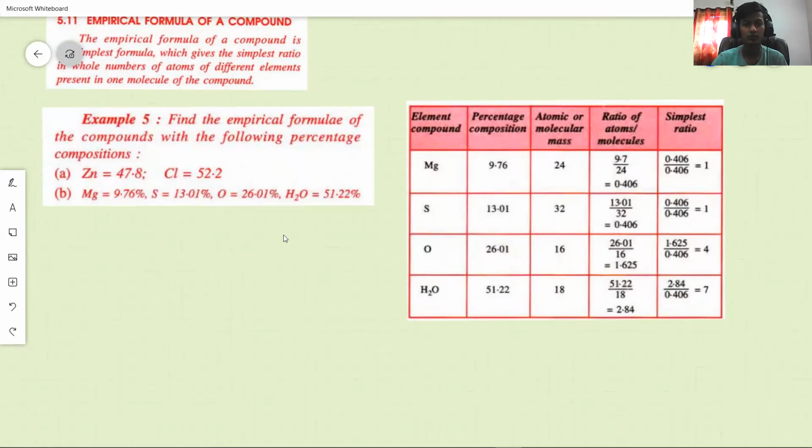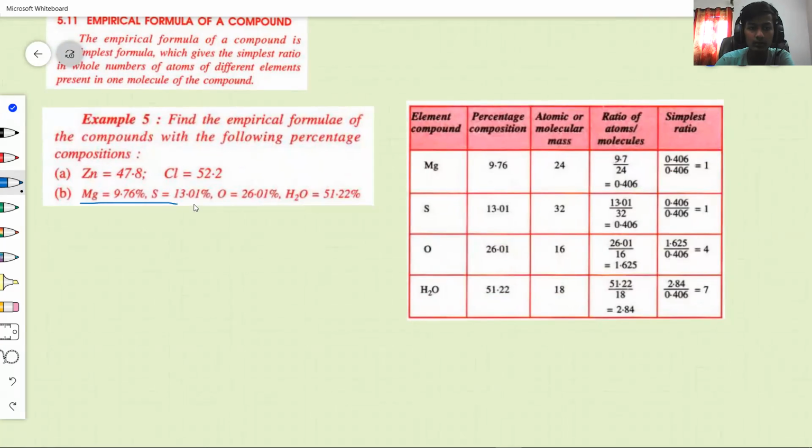So this type of question definitely comes, many times it comes: find the empirical formula of the compound with the following percentage. They give you like this, that a compound has this percentage of atoms or molecules. So we'll do part number B, right? Whenever such a type of question comes, what you have to do is create a chart. This creation of chart is a must. It helps you in solving your question.